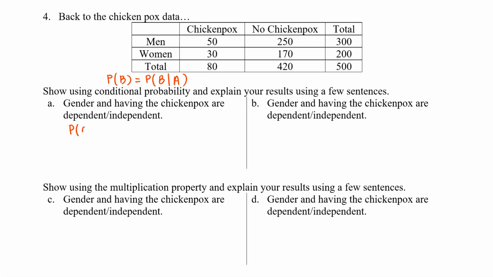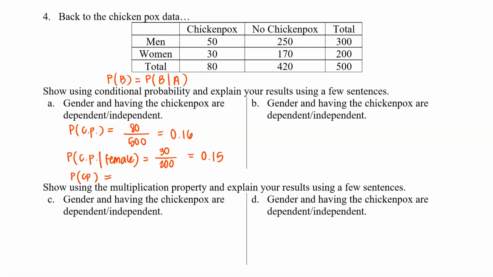The probability of having the chickenpox is equal to 80 out of the total 500 people. This is equal to 0.16. The probability of having the chickenpox given female is equal to, there are 200 females total. Of the 200, 30 of them have chickenpox, which is 0.15. Because the probability of having chickenpox is not equal to the probability of having chickenpox given female, we would conclude that these two are not independent of one another.